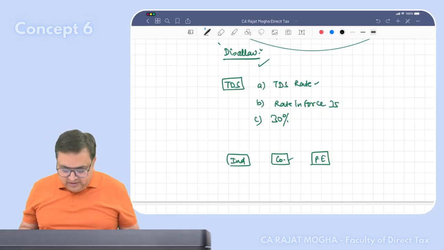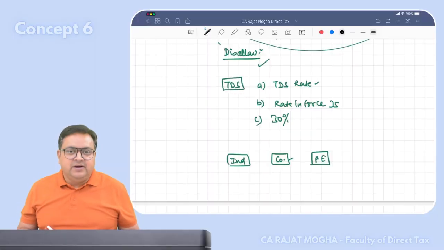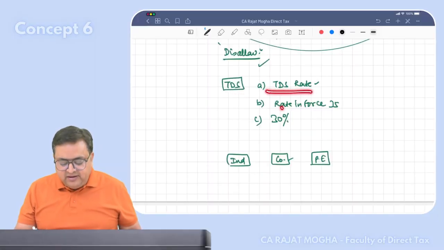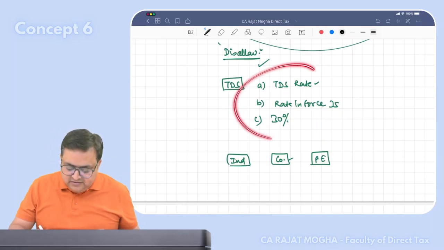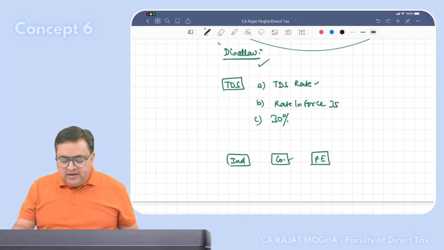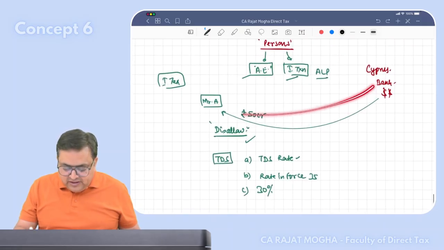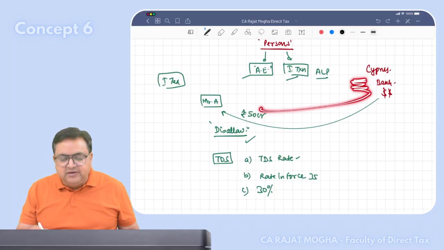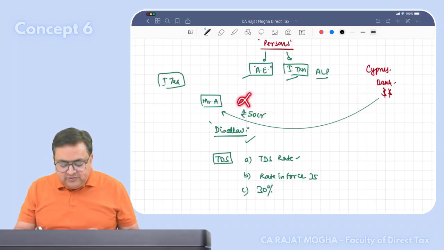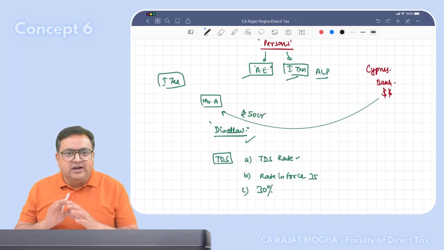Now, what would be the TDS we would be deducting? We would be deducting the TDS rate in force, or 30%, whichever is higher. This is an important point. And if you will not give us the authority so that we can examine what it is, why they have given you this money, then we will disallow this expense. We will not allow you expense.